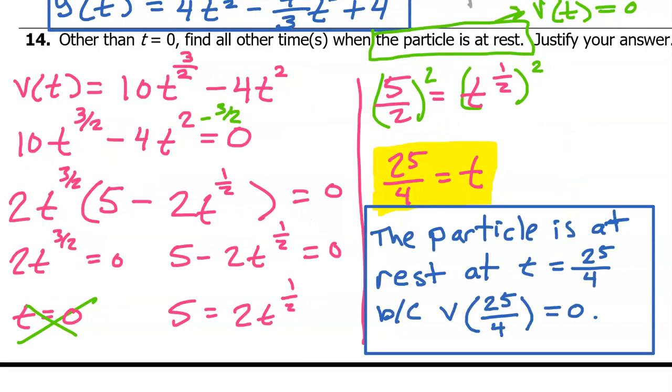Whoops, I almost forgot to justify my answer. Here you go. The particle is at rest at t equals 25/4 because the velocity at 25/4 is equal to 0.